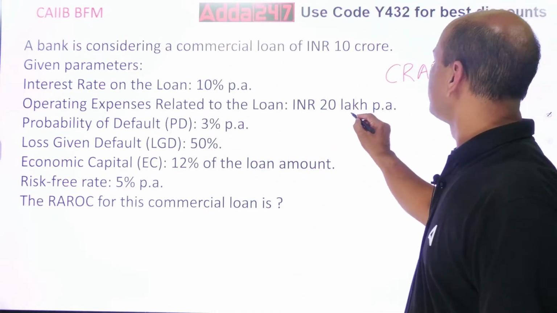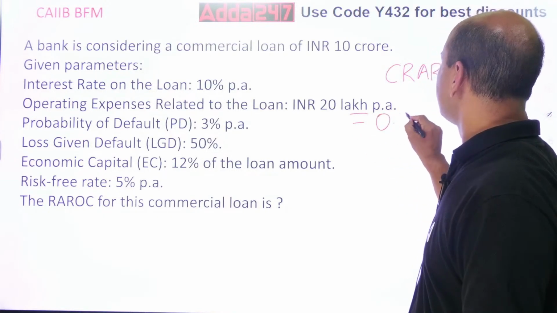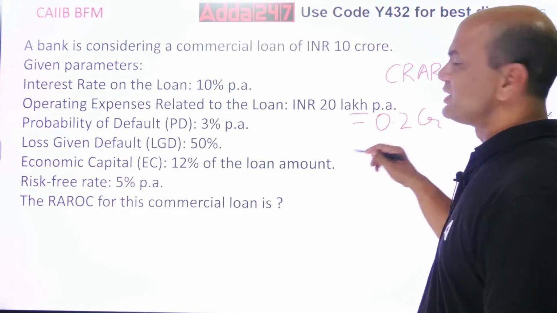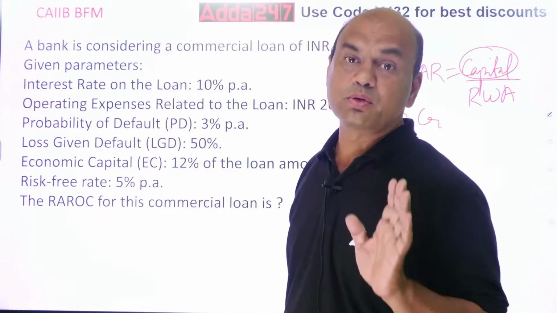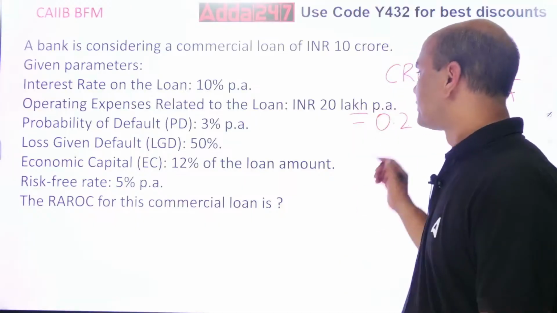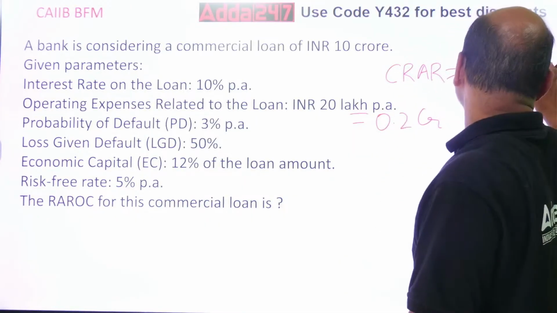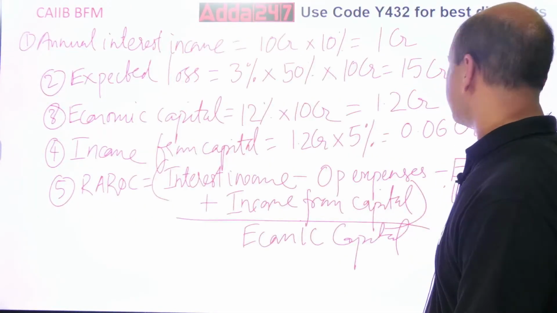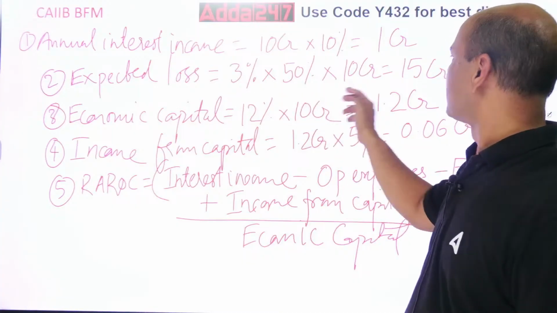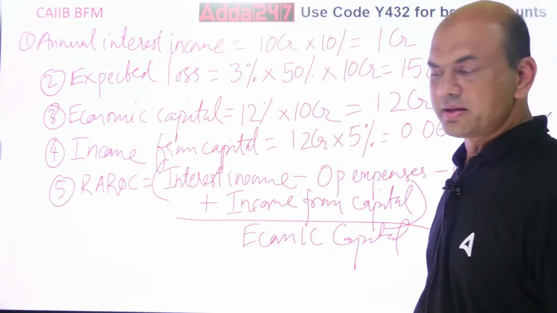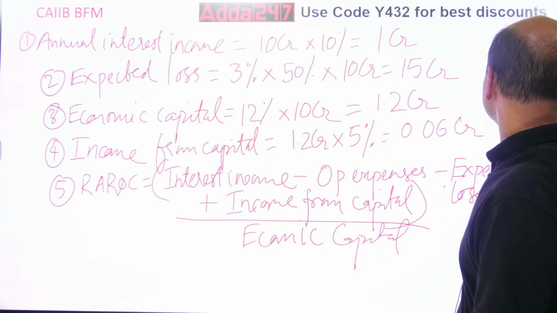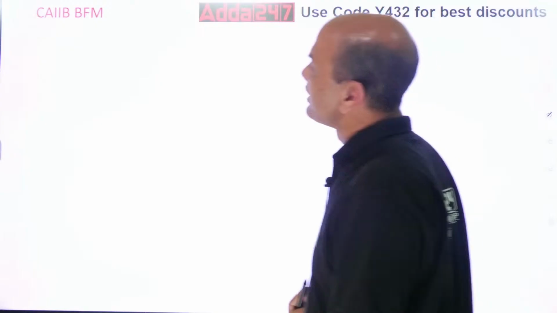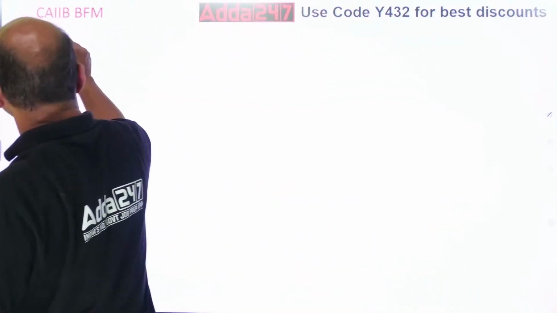So 20 lakhs, what you do? You write it in crores. 0.2 CR. Always bring all of them in the same unit. Crore, crore, crore, crore. That's simple to understand, isn't it? So now, this 0.2 minus what is this? Expected loss. That you got it over here. 15 CR. Right? And plus income. Got it? So write it down.